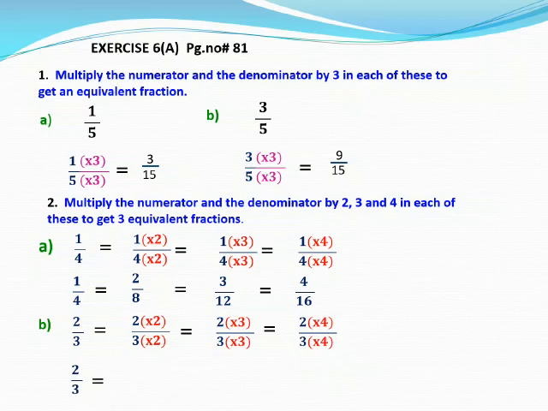2 by 3 is equal to 2 times 2, 4. 3 times 2, 6. 4 by 6. Next, 2 times 3, 6. 3 times 3, 9. 6 by 9. Next, 2 times 4, 8. 3 times 4, 12. So the answer is 8 by 12. So these are the equivalent fractions.